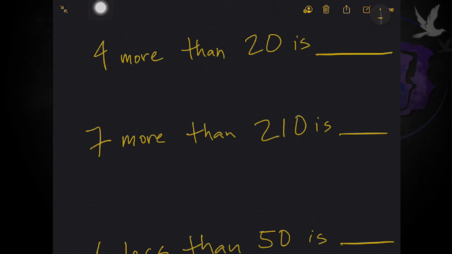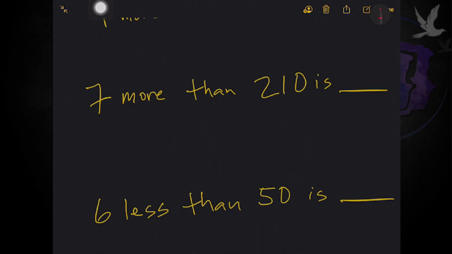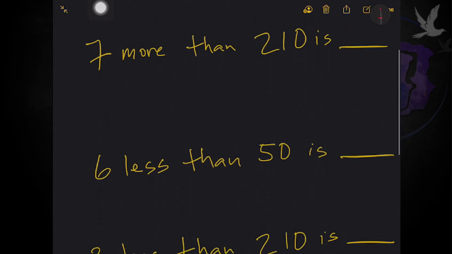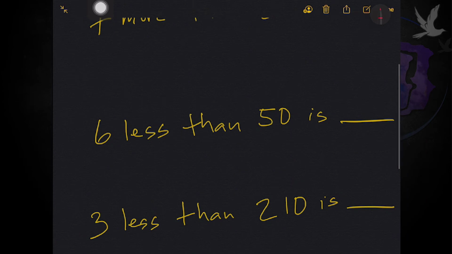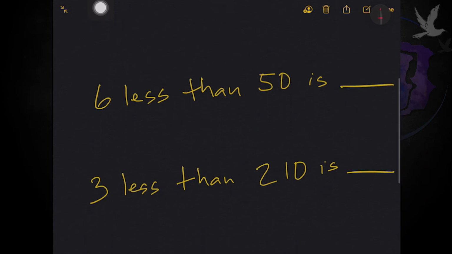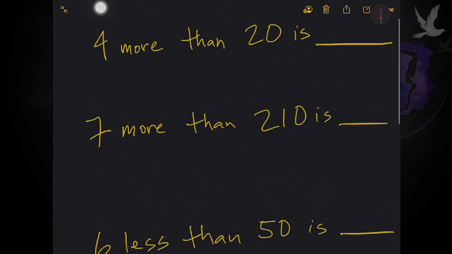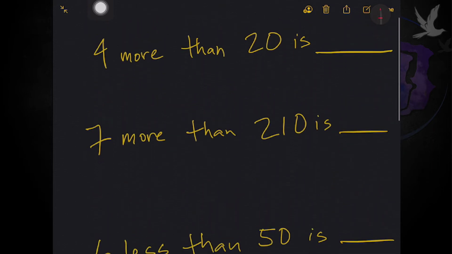For page 13, all you have to do is to identify the keywords. There are certain keywords here. So for example, let me just read the following. It says, 4 more than 20 is blank. 7 more than 210 is blank. 6 less than 50 is blank. And 3 less than 210 is blank. So we have these certain keywords here.